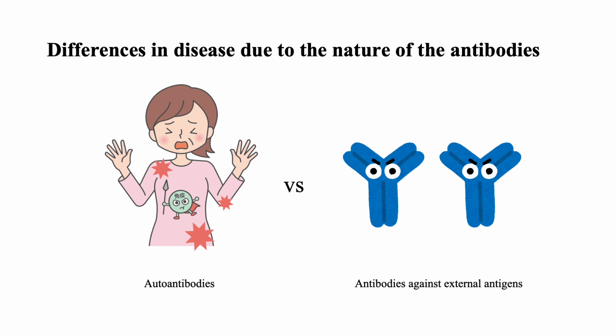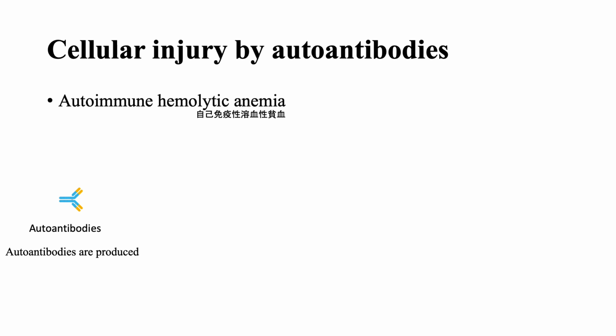So, what are the differences in disease due to the nature of the antibodies? Two cases are assumed here: autoantibodies and antibodies to external antigens. Autoimmune hemolytic anemia is an example of cellular injury caused by autoantibodies.